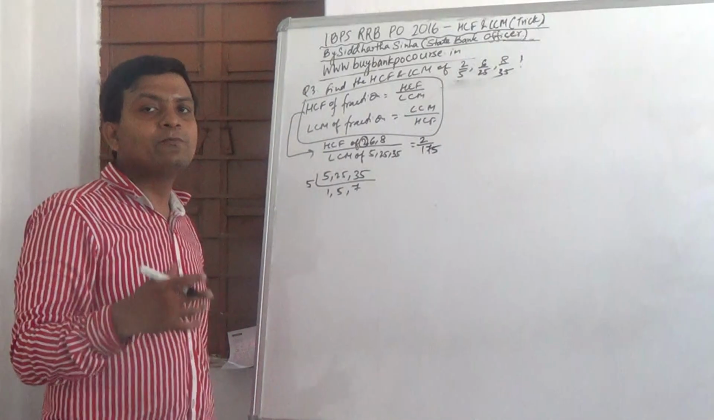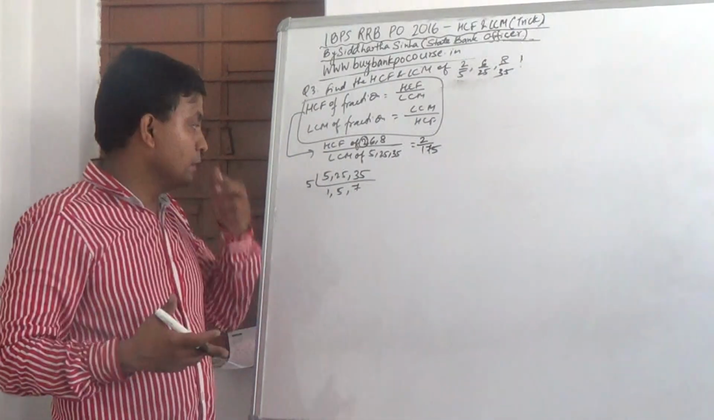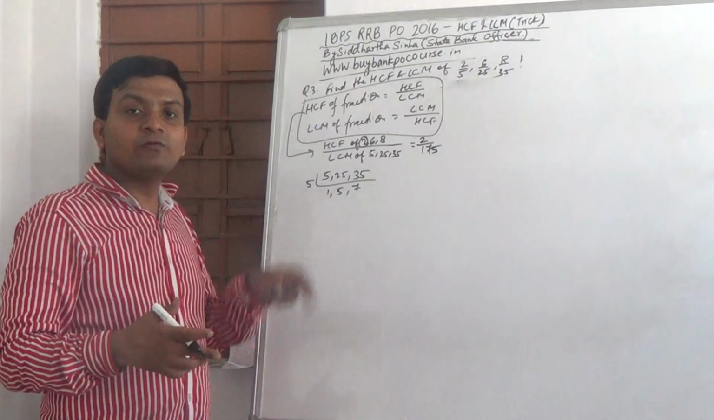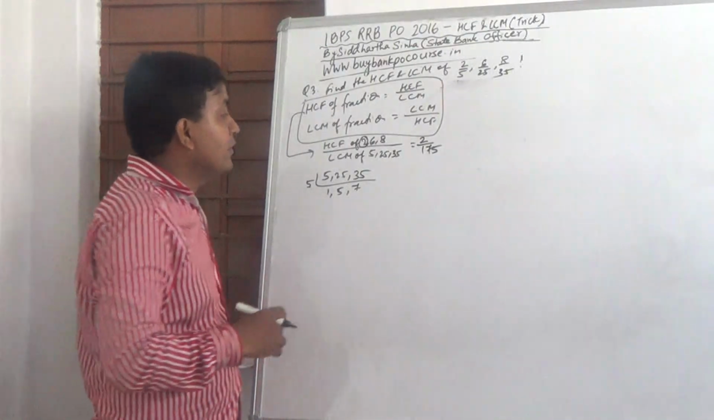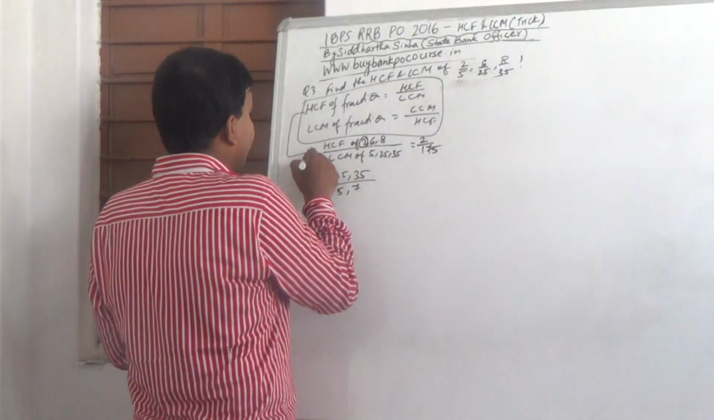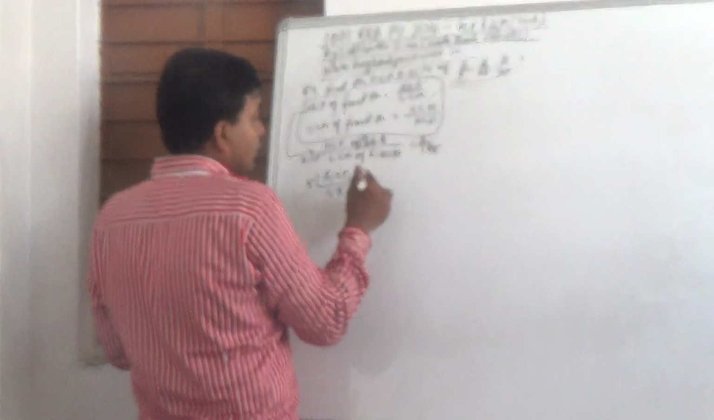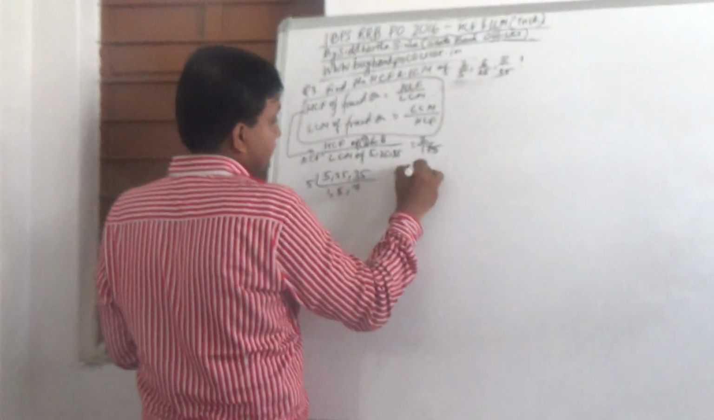So if you know the table to 30, it will help you along. So 5 multiplied by 5 is 25. 25 multiplied by 7 is 175. This is your SCF.